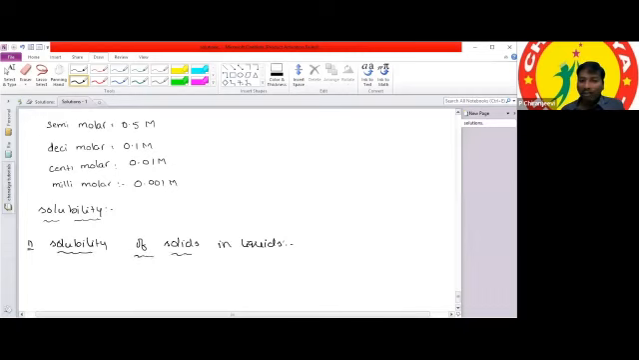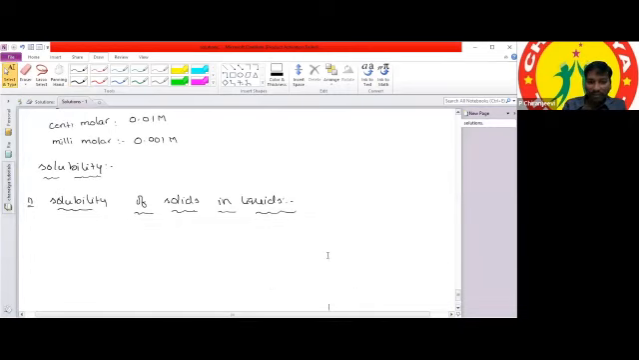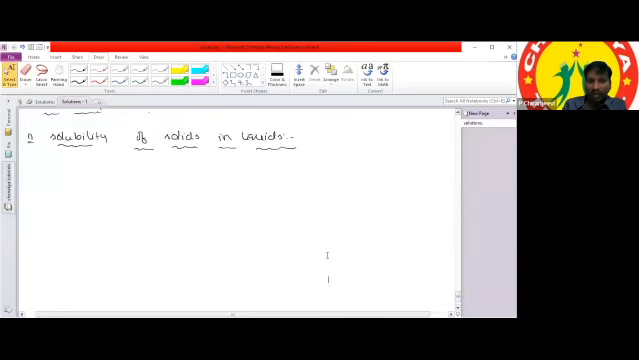What are the factors affecting the solubility of solids in liquids, as per your idea? We know some of the examples also. What are the factors affecting the solubility of solids in liquids? Factors.